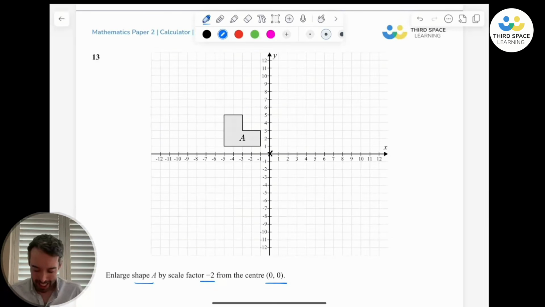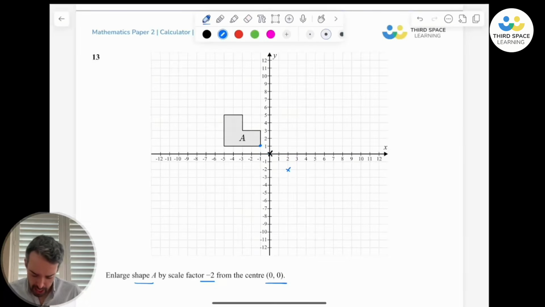So let's start from the origin, and then let's see how I get to, let's say, this corner. I'm going to go 1 to the left and 1 up. So because it's negative now, I'm going to times each length by 2 and go in the opposite directions. So rather than going 1 to the left, I'm going to go 2 to the right. And rather than going 1 up, I'm going to go 2 down. So there is my new point.